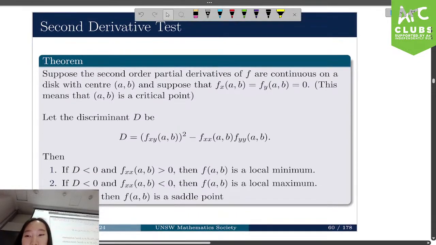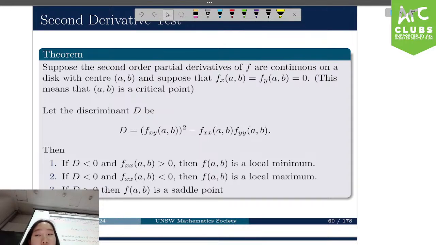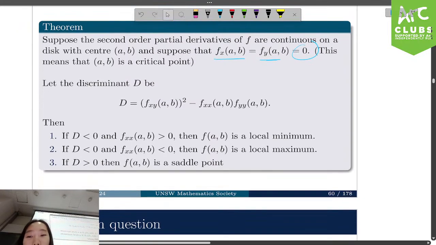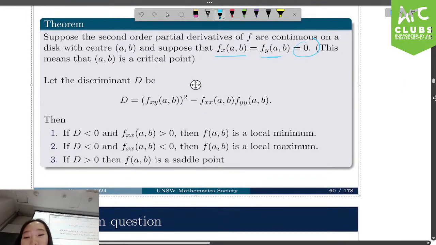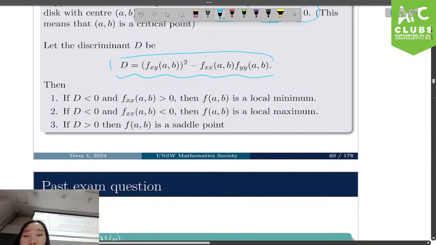Second derivative test. So, suppose the second order partial derivatives of f are continuous on a disk with center (a, b), and suppose that the partial derivative with respect to x equals the partial derivative with respect to y, at the point (a, b), and they are all equal to 0. And this means (a, b) is a critical point. So for our second derivative test, the main part is just over here, okay? I just use this formula.